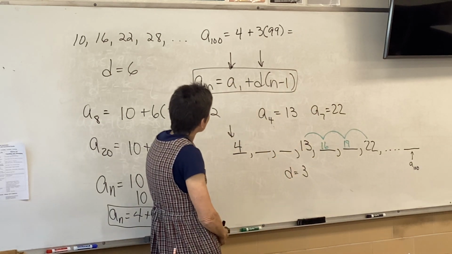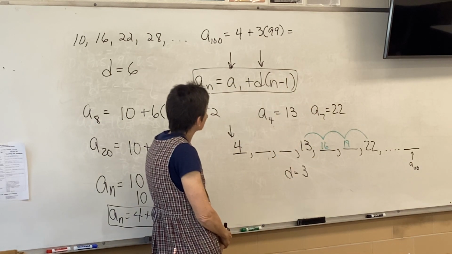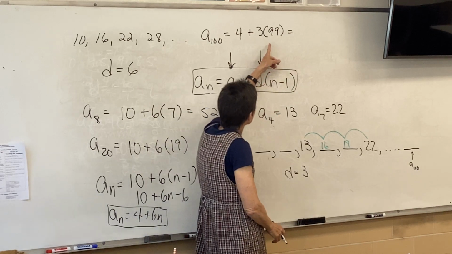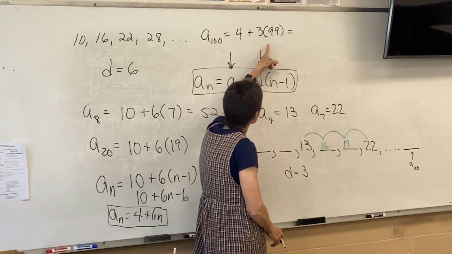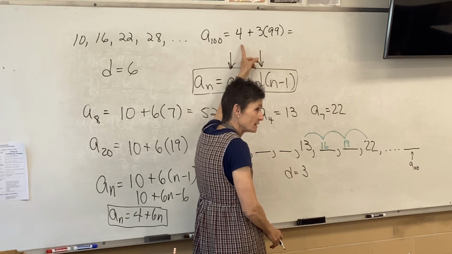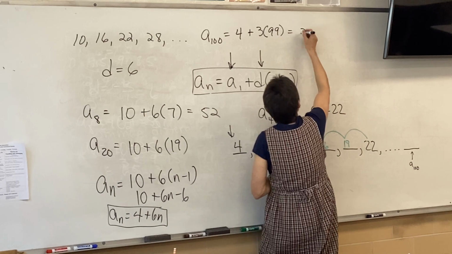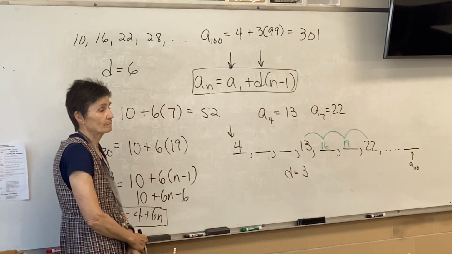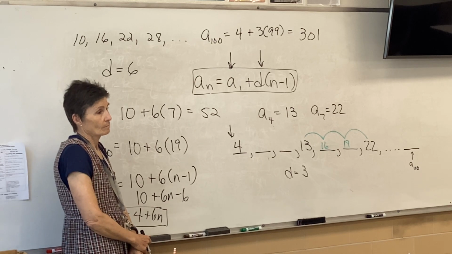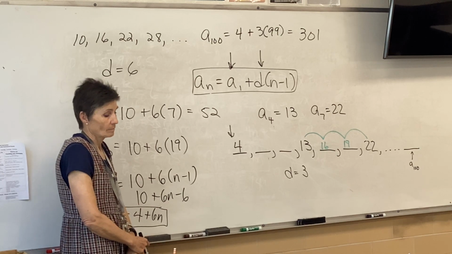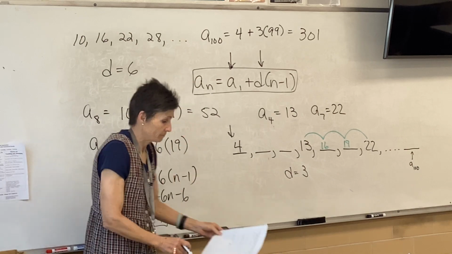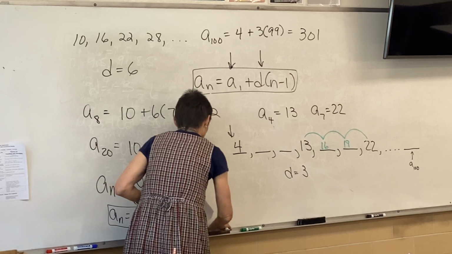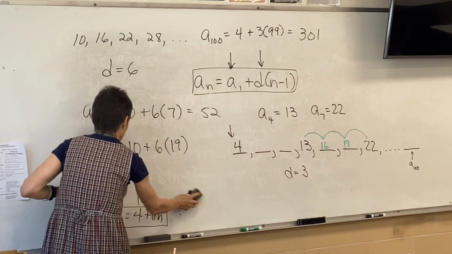So you're gonna have to help me out. What is that? 297. That's 197. 297. Yeah. And I have to add 4 to that. 301. So the 100th term is 301. That's tricky. Absolutely, that's tricky.